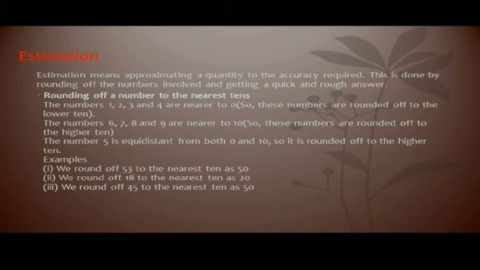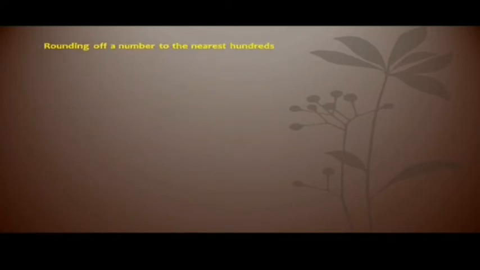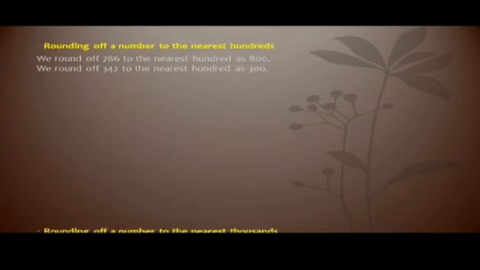For example, we round off 53 to the nearest 10 as 50. We round off 18 to the nearest 10 as 20. And we round off 45 to the nearest 10 as 50. We have often done these things before, but we didn't know them formally, right?